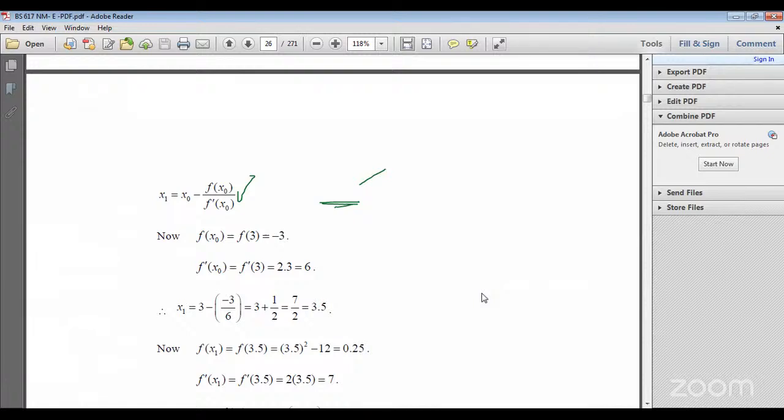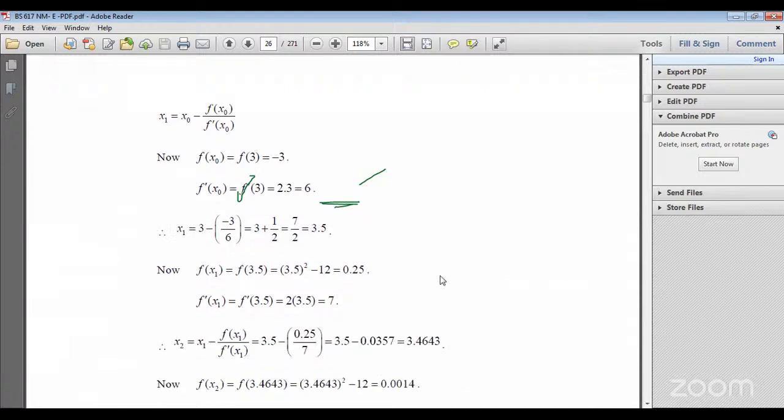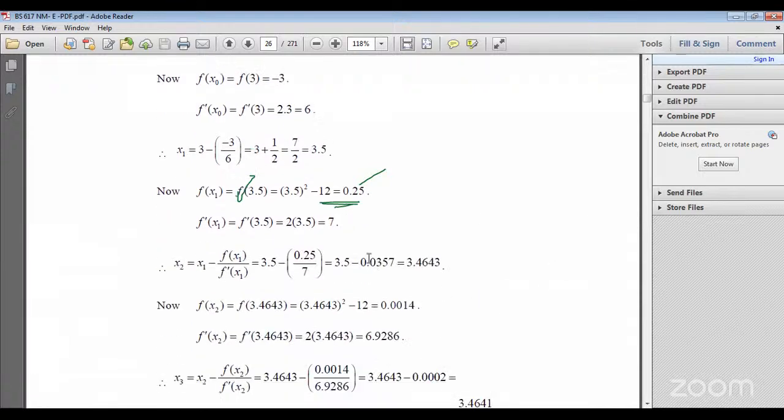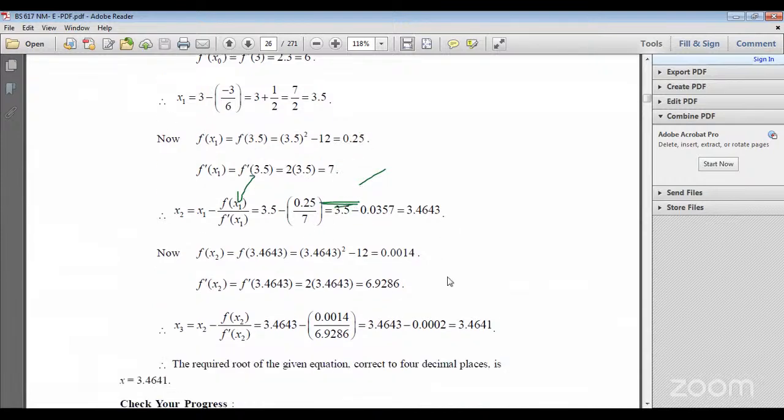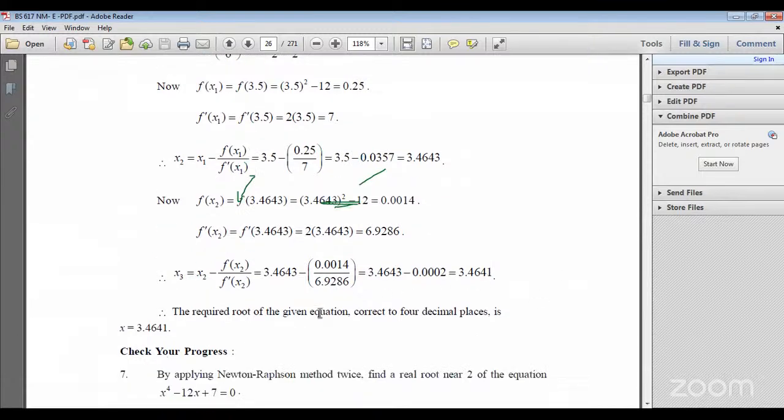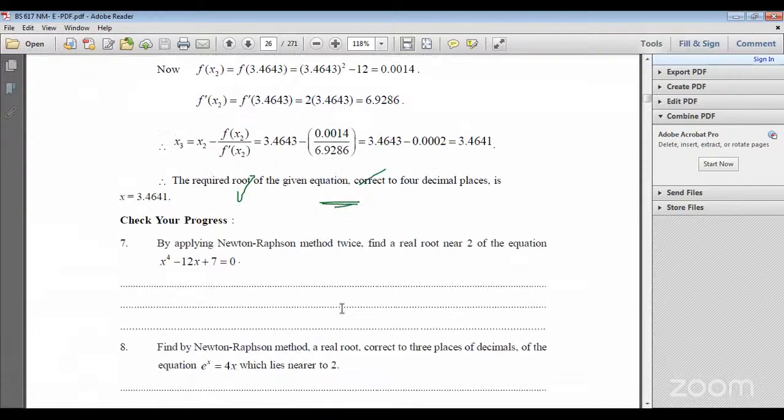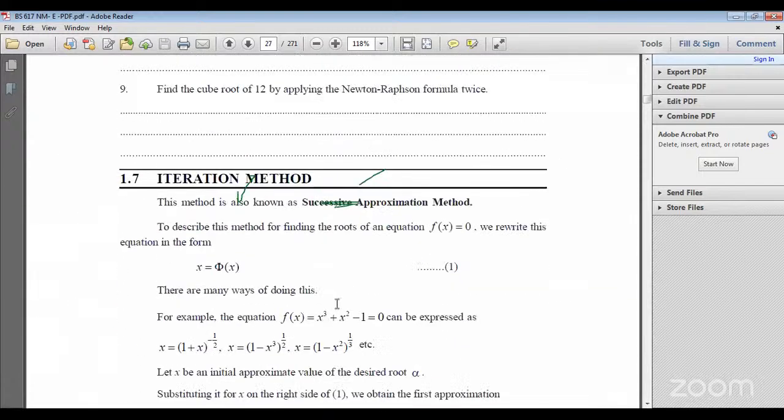f of x1 is equal to f of 3.5, 3.5 square minus 12 is equal to 0.25. f dash x1 is equal to f dash 3.5, 2 into 3.5 is 7. x2 is equal to x1 minus f of x1 by f dash x1. 3.5 minus the value 0.0357, that is 3.4643. f of x2 is equal to 3.4643 whole square minus 12, that is 0.0014. f dash of x2 is 6.9286. And up to 4 decimals we are taking here, 3.4641 in this method.